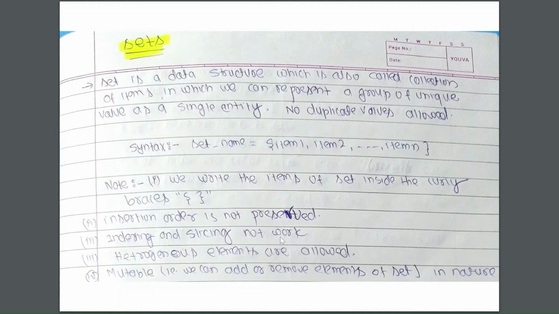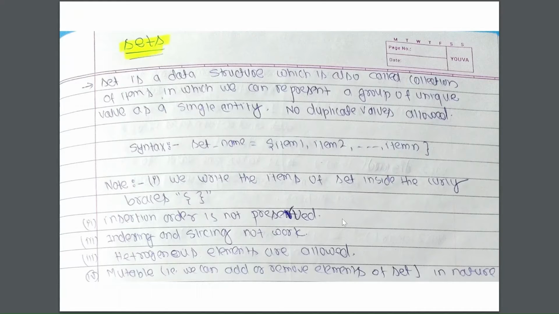Indexing and slicing do not work in the case of a set. Heterogeneous elements are allowed in a set. A set is mutable, that is, we can add and remove elements of a set.